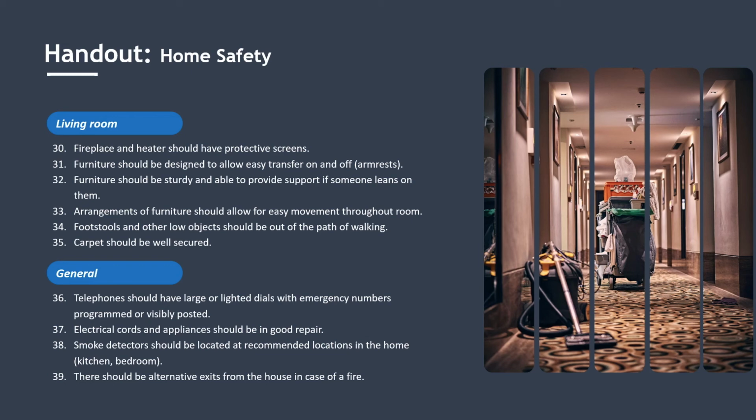In general, telephones should have large or lighted dials with emergency numbers programmed or visibly posted. Electrical cords and appliances should be in good repair. Smoke detectors should be located at recommended locations in the home, kitchen and bathroom, for instance. There should be alternative exits from the house in case of a fire.